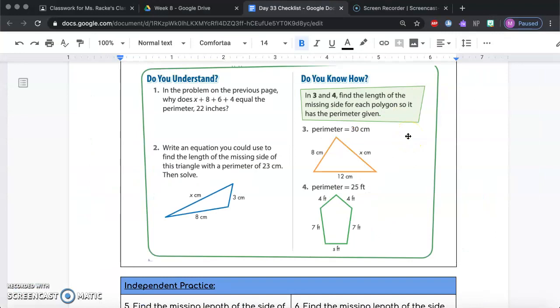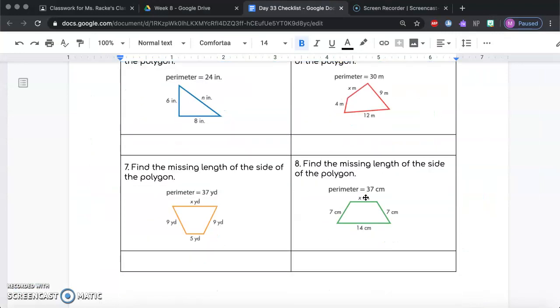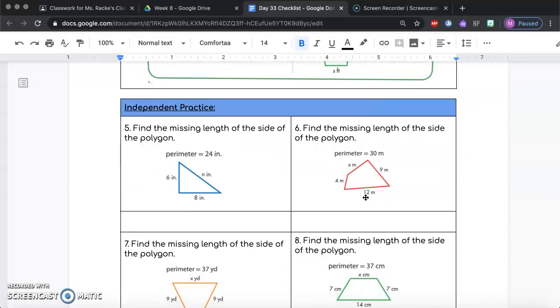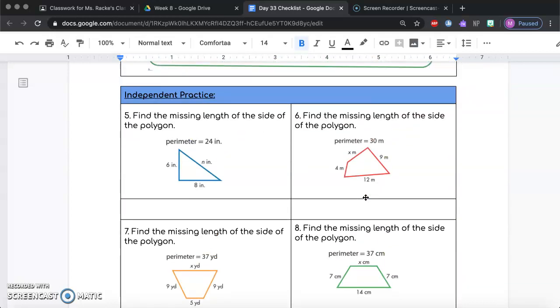All right, so now that I've worked out those practice problems, you have some to be working out independently. Remember, for these problems, you are given your perimeter and you're given the length of all the other sides. So you're going to be finding the missing length of one side. So these are going to most likely be a multi-step problem. So go ahead and try them out. Good luck.